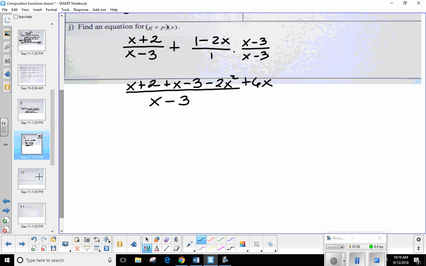Plus 6x. There we go. Extend that a little bit. Okay. So if you have to, write out every step before you combine them, that's perfectly fine. I like to try and do as much as I can mentally. Now let's just go ahead and combine my like terms.